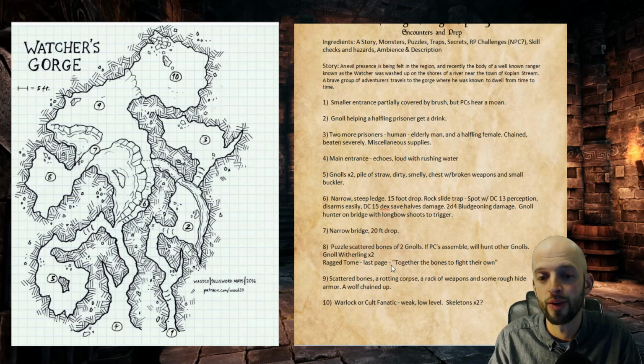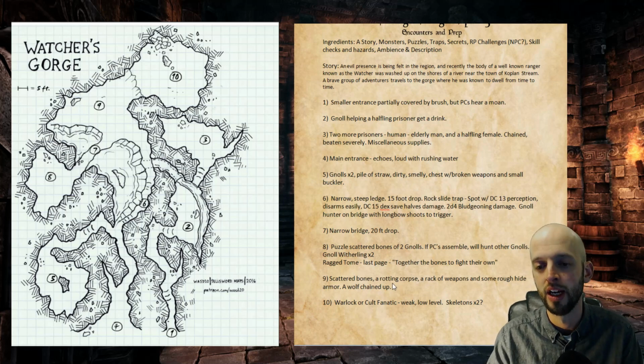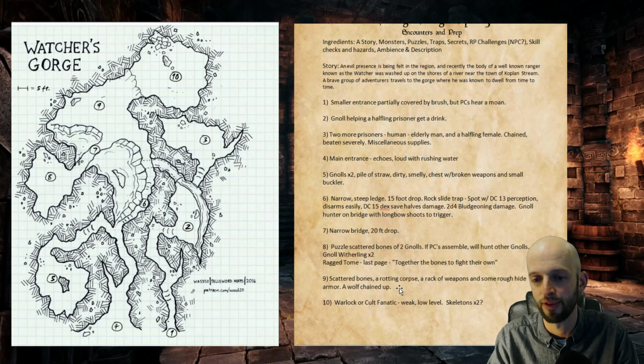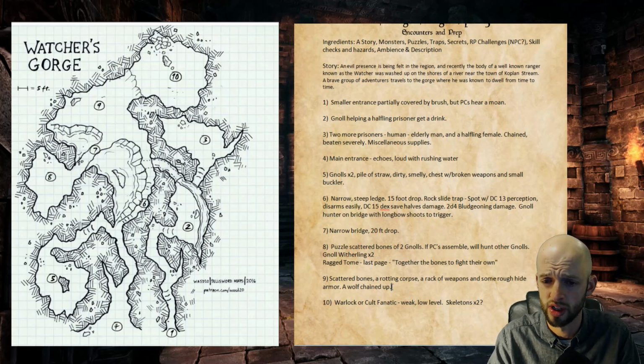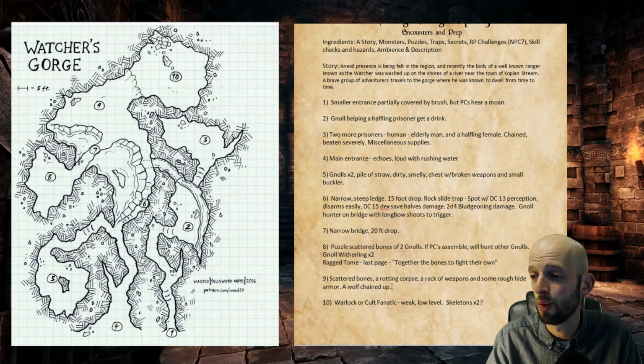And so now in room number 9, I just have some flavor, some dungeon dressing. We've got some scattered bones, a rotting corpse perhaps of a human or something, perhaps another halfling. Perhaps these gnolls have actually been eating some of the prisoners. Ew, that's gross. And perhaps a rack of weapons like some clubs and some spears, rough hide armor. I thought, it's always fun to have a wolf chained up too, because the players could also free this.